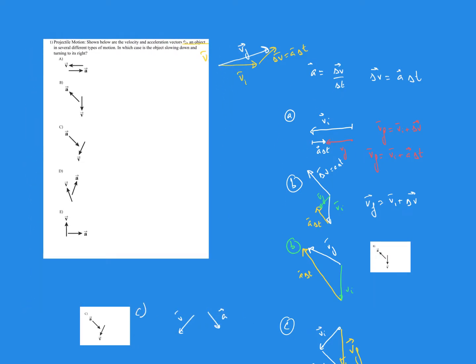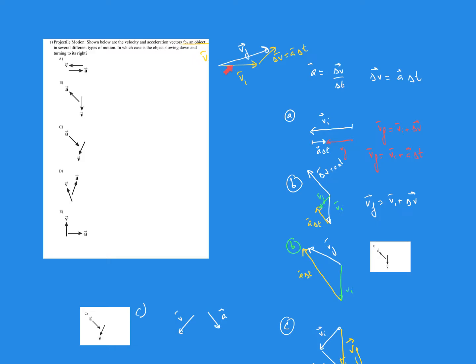So, the problem is asking, given this picture A, B, C, D, and E, in which case is the object slowing down and turning to the right? Let me think. Turning to the right. Slowing down. In which case is the object slowing down and turning to the right? Two things at the same time. Okay, so this is the idea.